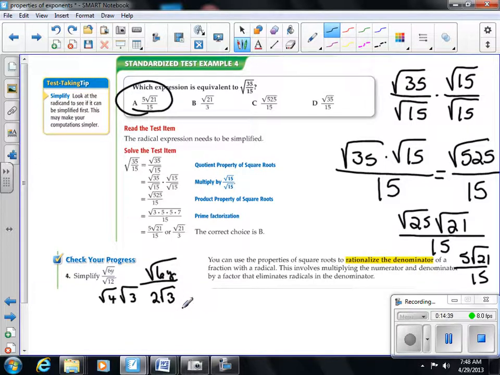Okay, now what do I need to get rid of? Okay, I need to get rid of the square root of 3, so that's why I'm going to rationalize. It's called rationalizing the denominator. Multiply both the numerator and denominator by the square root of 3.